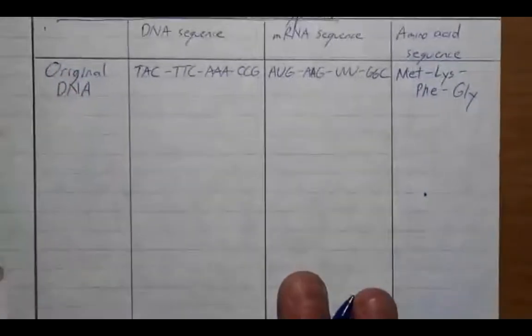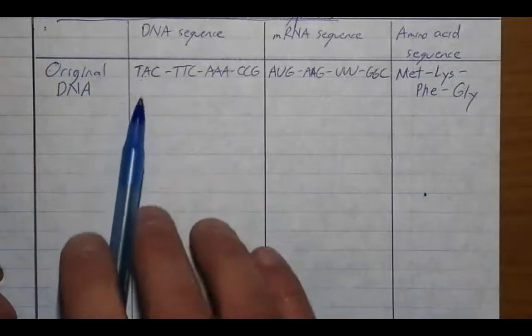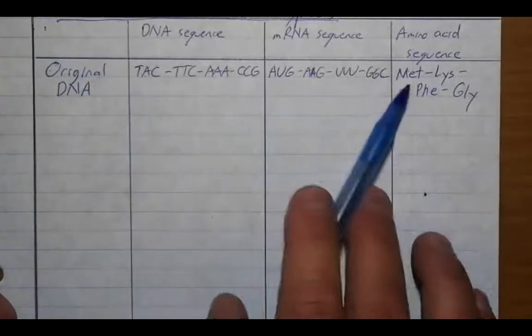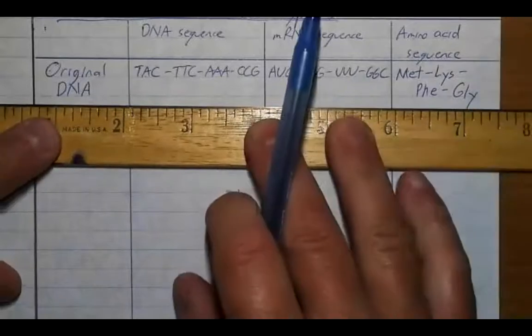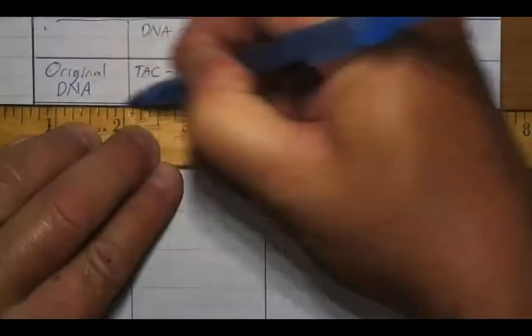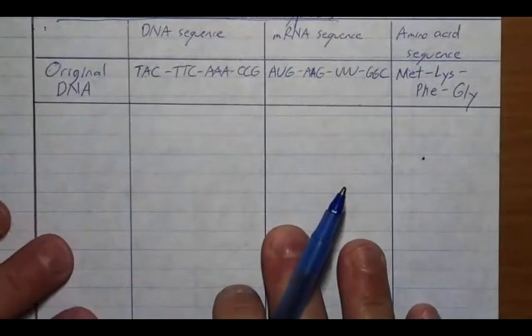Okay. Now, this is a very short DNA sequence, super short, but just to give you an idea, these make these, and then these lead to those. That would be our normal DNA or our normal gene. Okay, let's start off with a mutation.